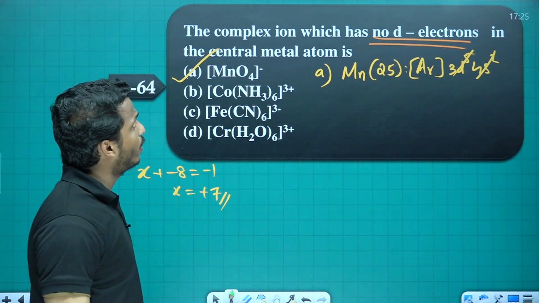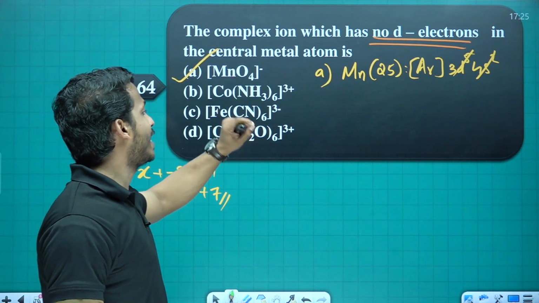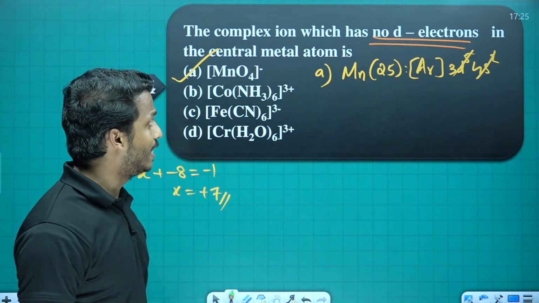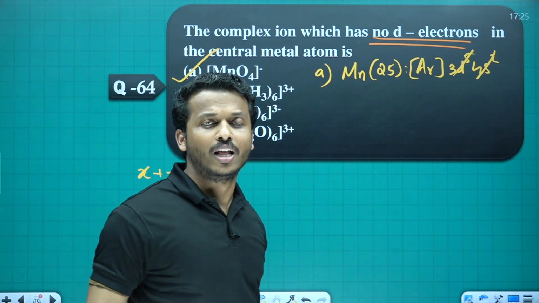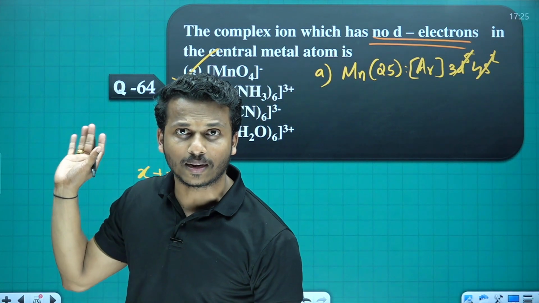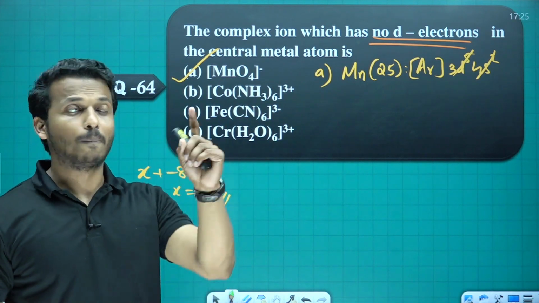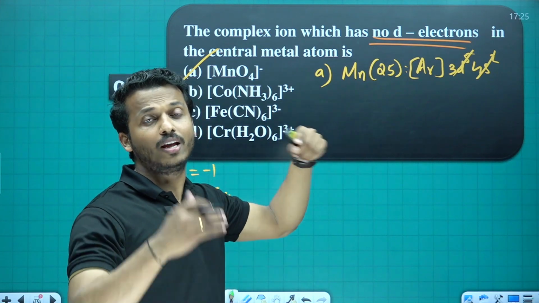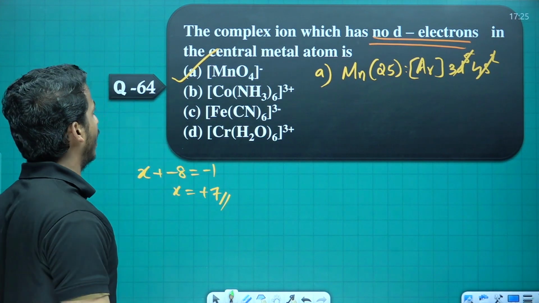What is the question, my dear? Once again, the complex ion which has no d electrons is... no d electrons means what? The d orbital contains no electron. Here Mn is the central metal atom. Mn charge is +7. +7 means all those 2 and 5, 7 electrons are gone. There is no d electron.